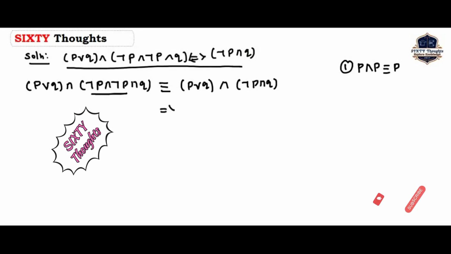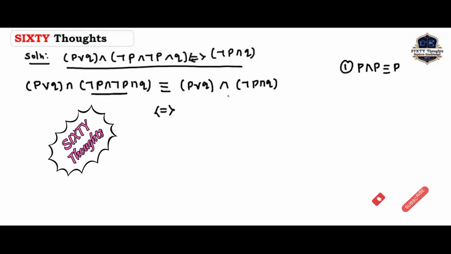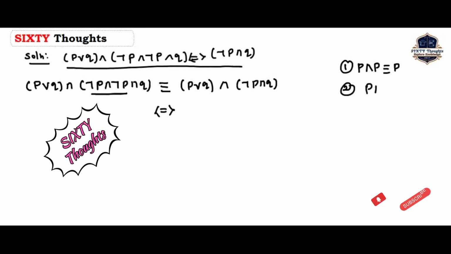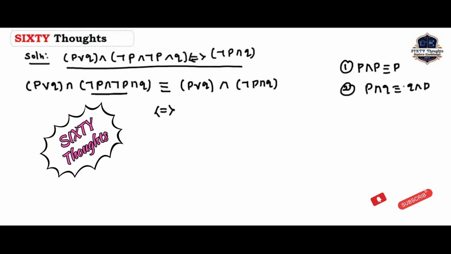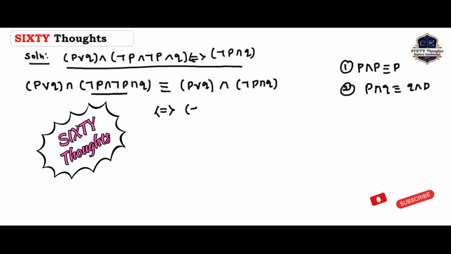Next step, I am going to apply the commutative law. The commutative law means P ∧ Q and Q ∧ P are both equal. I am going to interchange that term. So that is nothing but (¬P ∧ Q) ∧ (P ∨ Q). What is P ∧ Q? Q ∧ P. So just interchange that term.